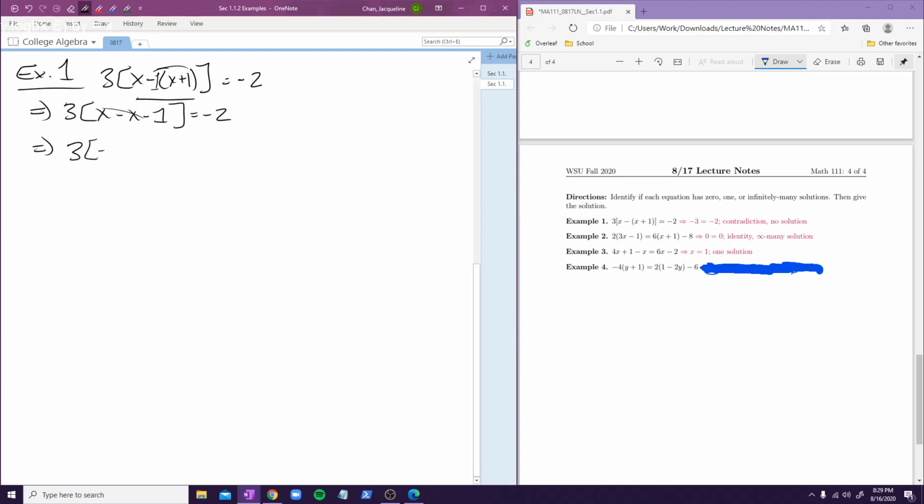So then I get 3 times -1 equal to -2. Right, so 3 times -1, that's -3, is equal to -2. Right, -3 can never equal -2. So what does this mean? This means this is a contradiction. Ooh, that's bad. That's supposed to say contradiction. Right, so what is my solution? My solution is the empty set. Right?